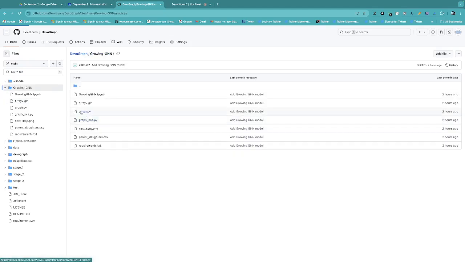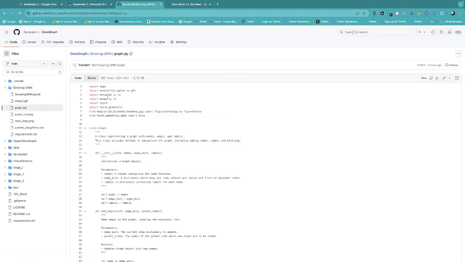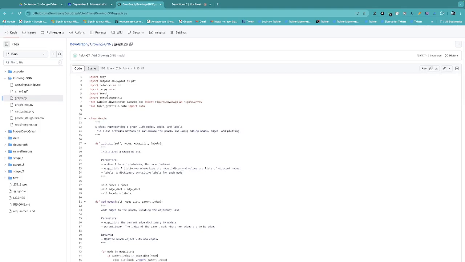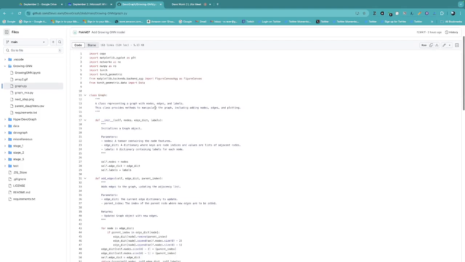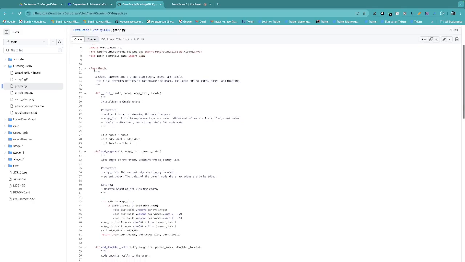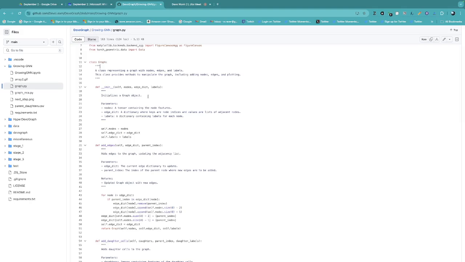We also have the code for creating the graph. This is graph.py. It goes through initializing the graph. We have this class Graph, which is a class representing a graph with nodes, edges, and labels, so that this code produces what you saw in the last image.